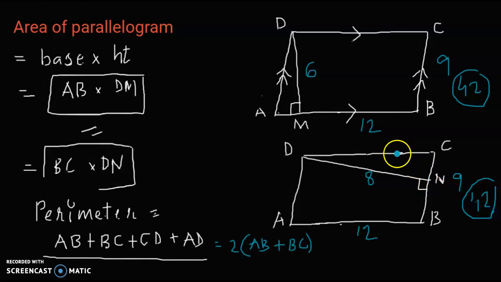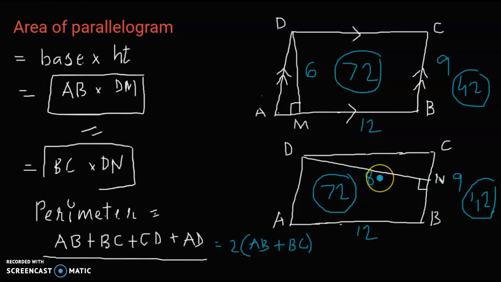For the area, let us see. Area is AB into DM. AB is 12 into DM is 6. So the area will be 72. 12 times 6 is 72. And here it is 9 and DN, which is the altitude falling on the base BC. 9 into 8 is 72. So whichever base you take and whichever altitude you take, the area will remain the same.